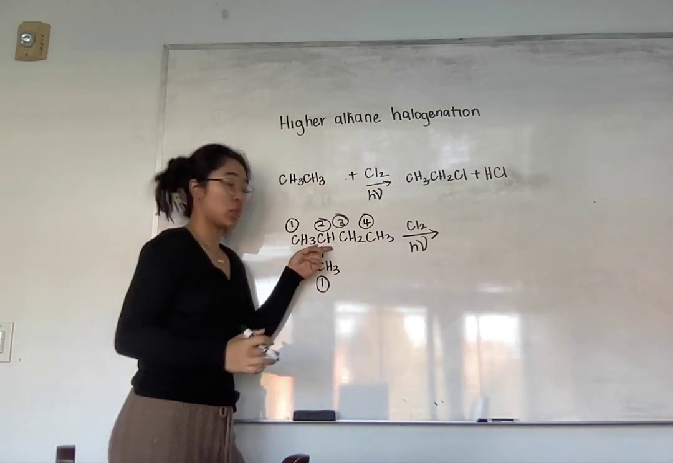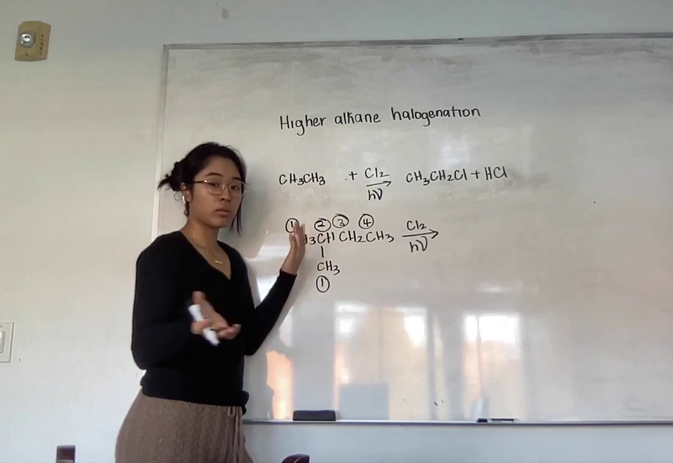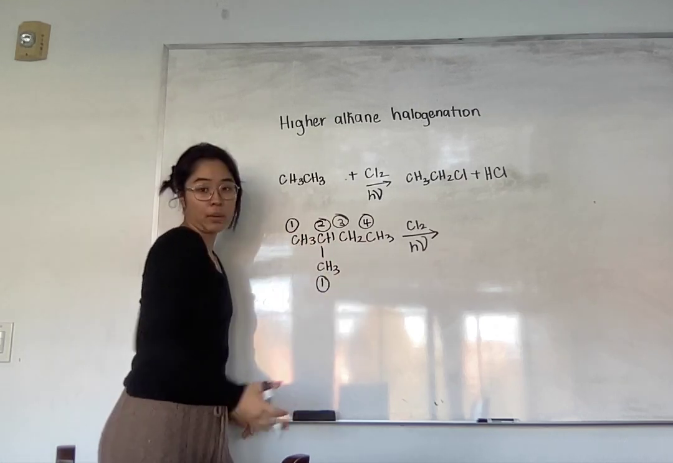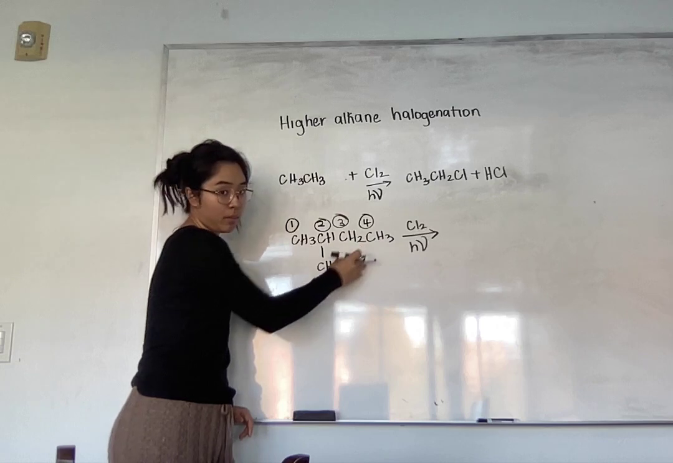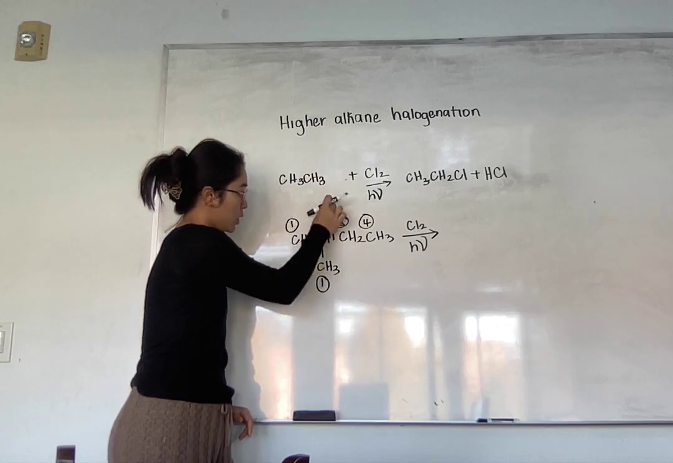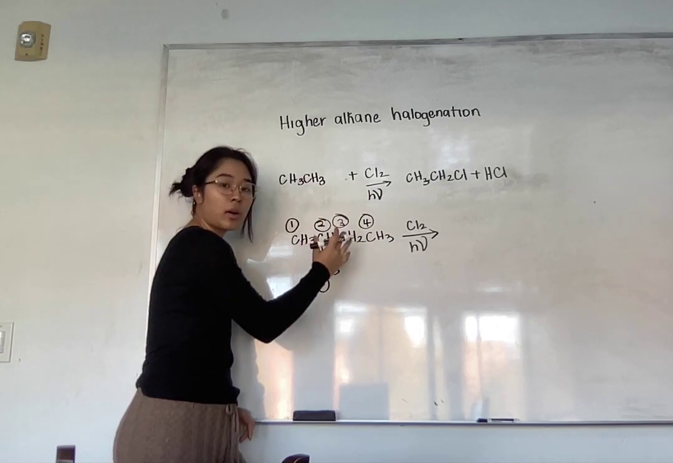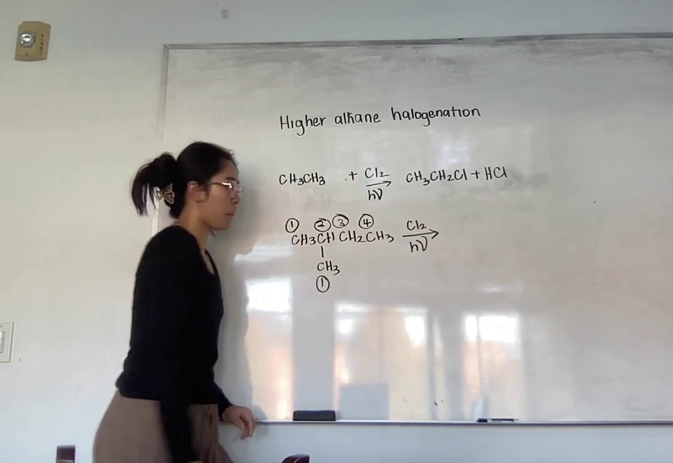And then CH doesn't show up anywhere else, so that's its own unit. CH2 also does not show up anywhere else, so that's also its own unit. So again, these are 1, 2, 3, and 4 different possible sites of attachment for chlorine.